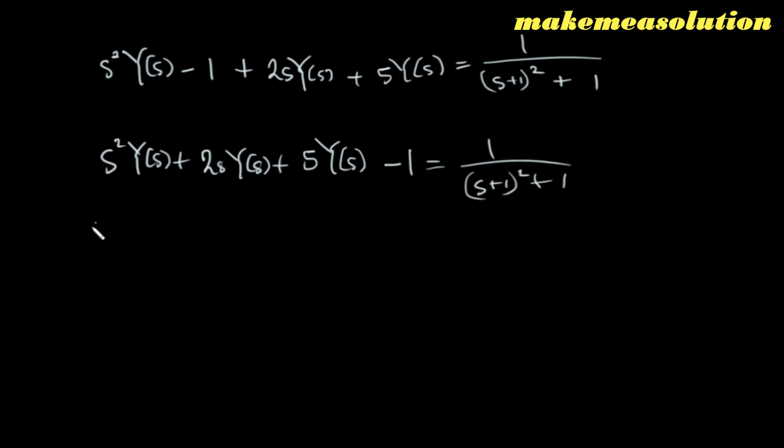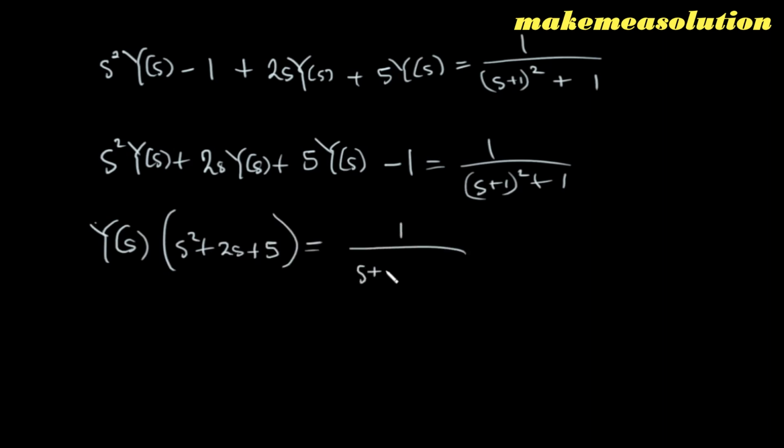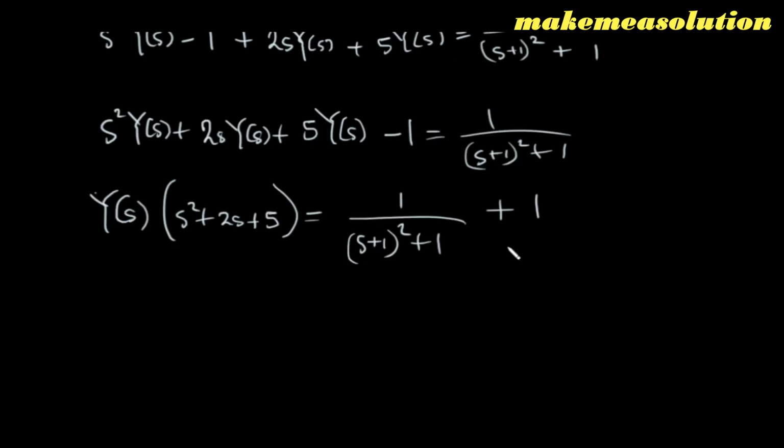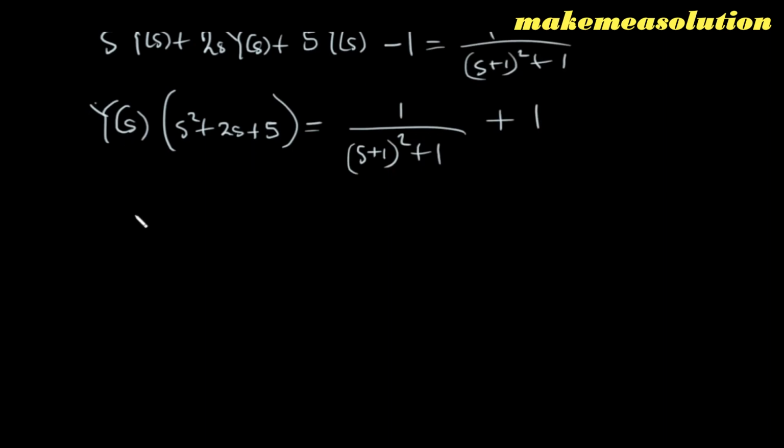So factoring out Y of s, you have s squared plus 2s plus 5, and this becomes equal to 1 over s plus 1 all squared plus 1, and this is plus 1, like this. So the aim is to make Y of s the subject of the formula. Y of s is called the transfer function. Okay, take notes.